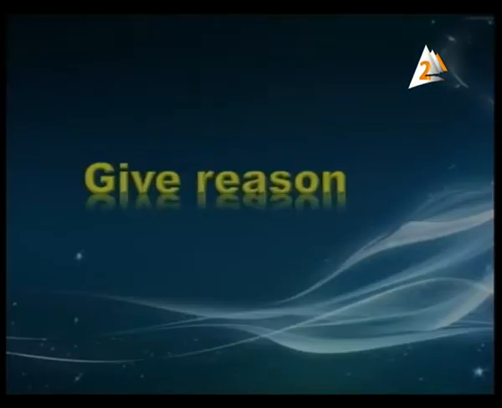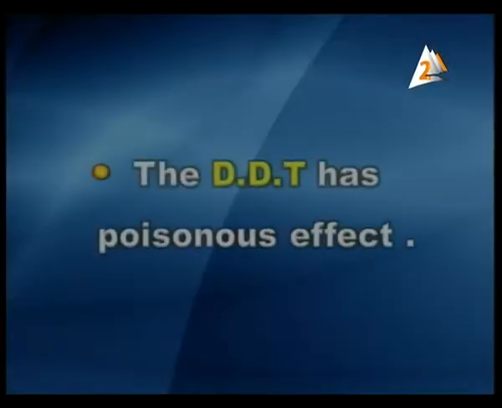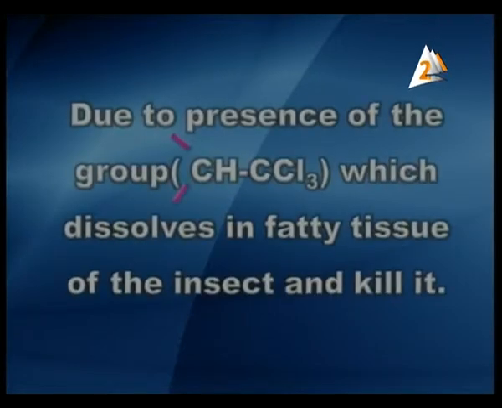I like it. Also, I have a question: give reason. Take care with this. This question tells me that DDT has a poisonous effect. This word, what does it mean? It means the presence of a group. Do you know what this group is? Yes, we have two rings of the benzene joined by the bond CHCCl3, which dissolves in the fatty tissue of the insects and kills them. This is the poison which kills living organisms.